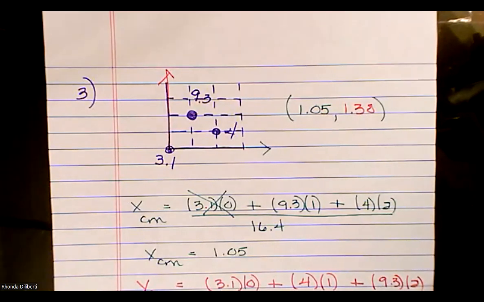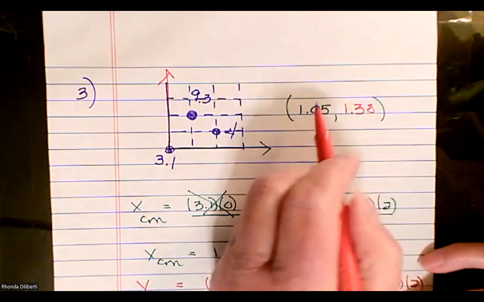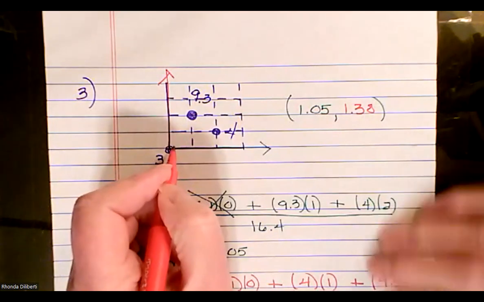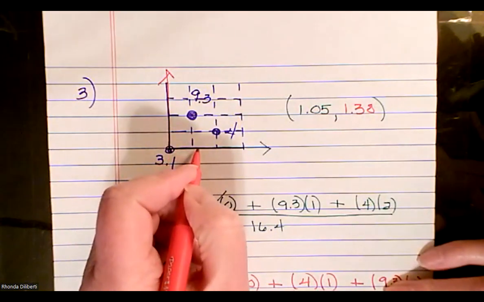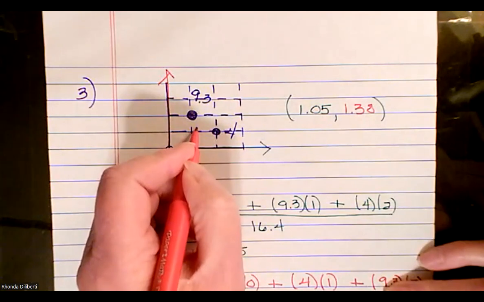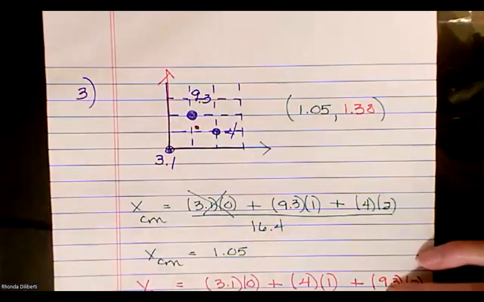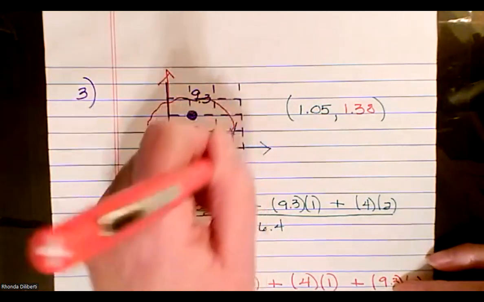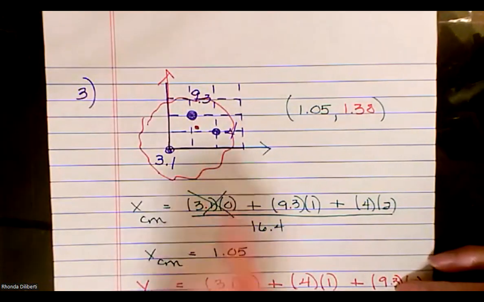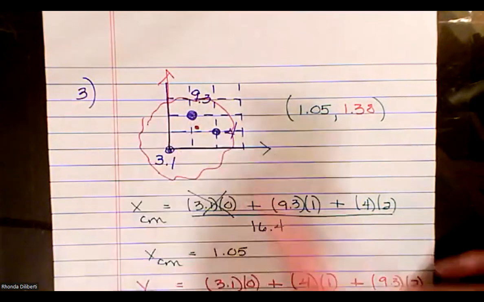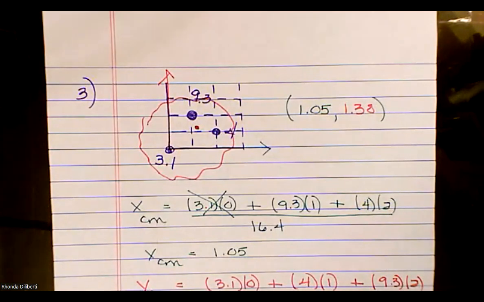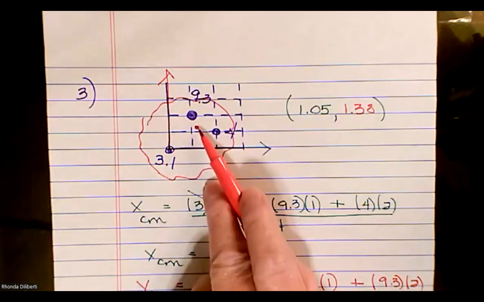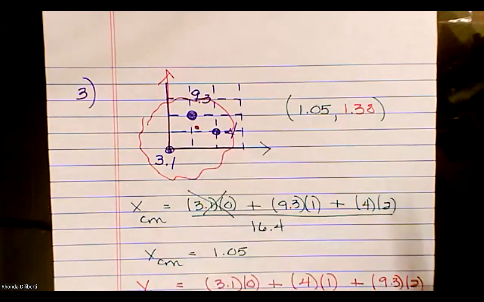Let's test it out and see if it looks possible. So x 1.05 would be about right there, up 1.38, about right there. So if I had this collection of three masses and they were positioned how they are spaced here, and they had those respective masses, that would be the location of the center of mass. All right, so that's how you do a two-dimensional situation.